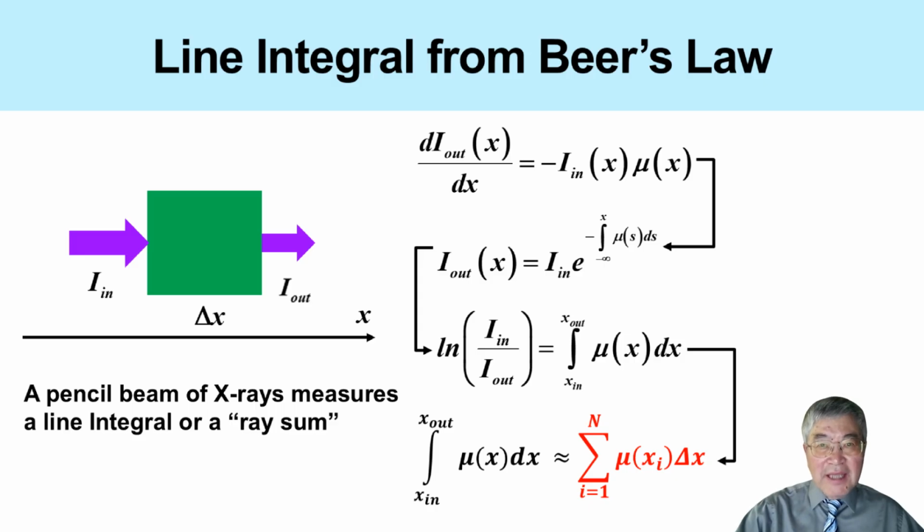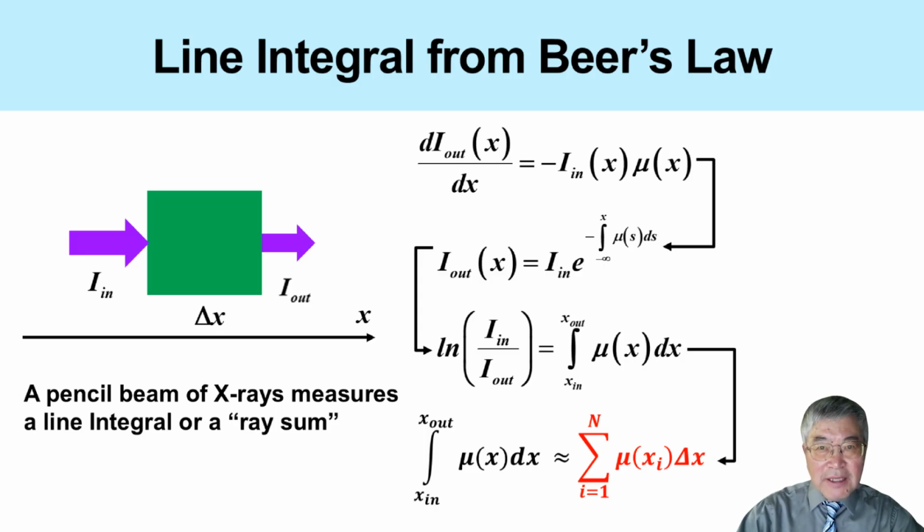Now, let us connect this image representation to X-ray physics. In X-ray imaging, the basic physical principle is Beer's law. Suppose we have an incoming X-ray beam, and let us call its intensity I in. This beam passes through a small piece of material with a thickness delta x. After passing through the material, the beam becomes weaker, and its outgoing intensity becomes I out. How much the beam is weakened depends on the material. Mathematically, these attenuation processes can be described by a differential equation.